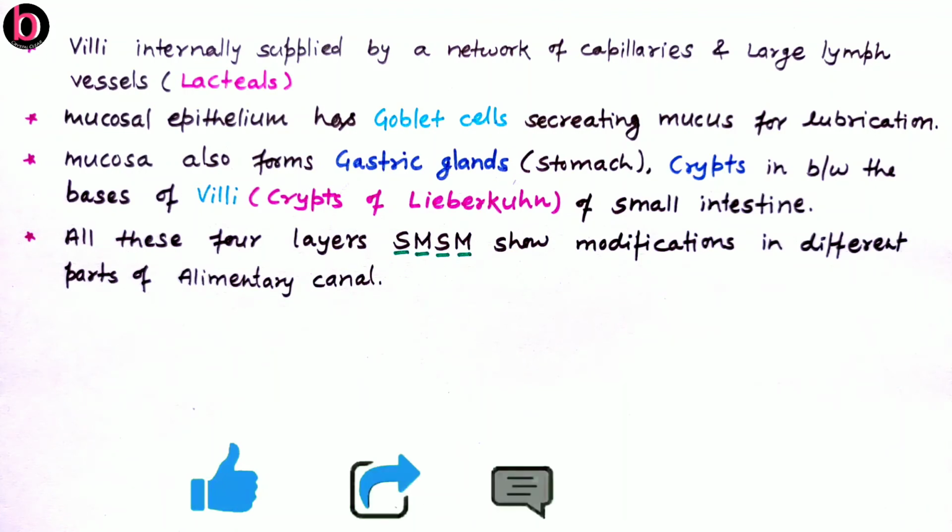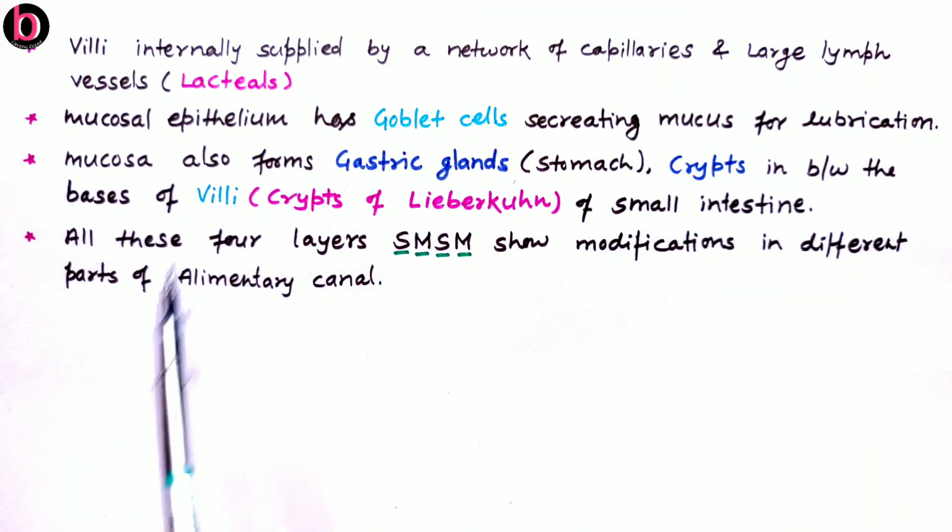They are for absorption of lipid from the alimentary canal. The mucosal epithelium, that is the innermost layer mucosa, also carries goblet cells, and they are for secretion of mucus that will help in lubrication as well as easy passage of food. They also provide protection of the innermost layer, that is mucosa, from the harmful effect of gastric juice as well as intestinal juice, because they are respectively acidic and alkaline in nature.